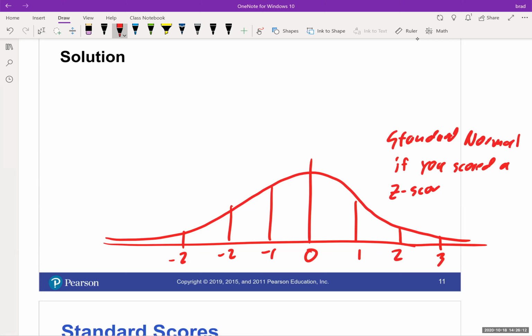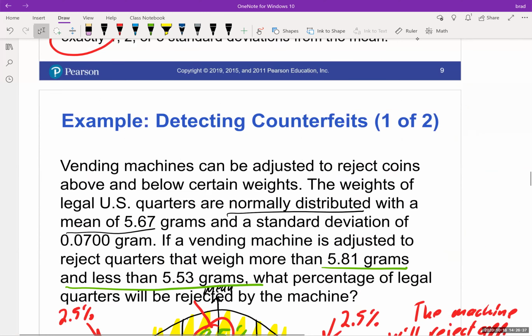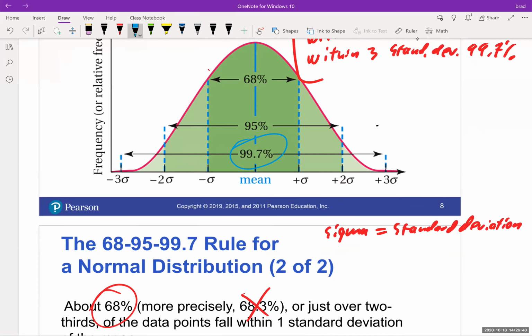So if you scored a z-score of 3.1, okay, is that good? Okay, so the thing is, think about it. You scored a 3.1. That means you're here somewhere, right? 3.1 is here. That means that you're in this percentile. How many people actually scored higher than you? Now, if we go back and look, it says 99.7 is within 3 standard deviations. You're over here somewhere. You're above that. So that means there's probably no one that scored above you on the exam.